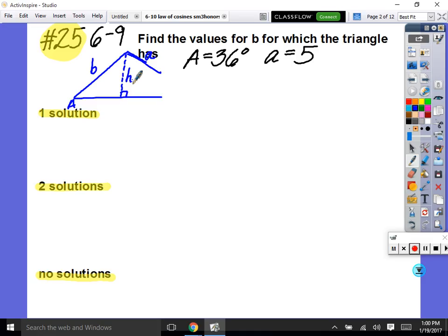Okay, when do we have one solution? Let's just talk about it in terms of A right now, because we know when there's one solution. It says find the values, and we'll convert it to B in a second. Find the values for which we have one solution, two solutions, and no solutions. So when do we only have one triangle?